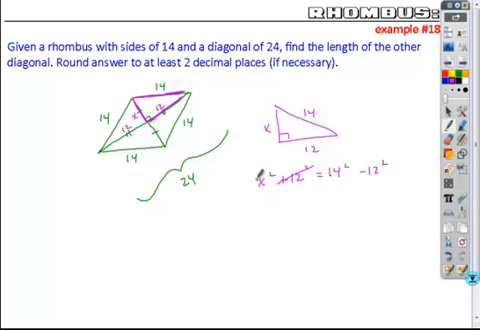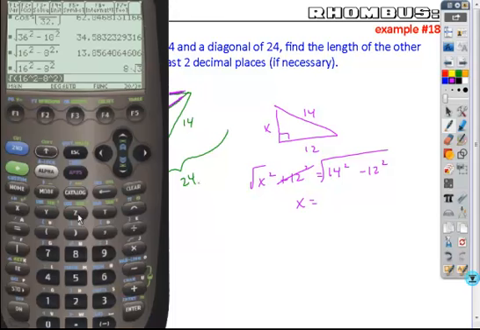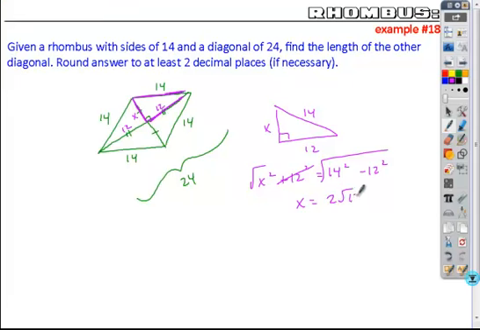Subtract 12 squared from both sides, extract your square root. And this is going to give me my x value. Again, it's not the complete answer, but it is a part of the answer. So if I take the square root of 14 squared minus 12 squared, close that off, here I get my answer of 2 root 13.